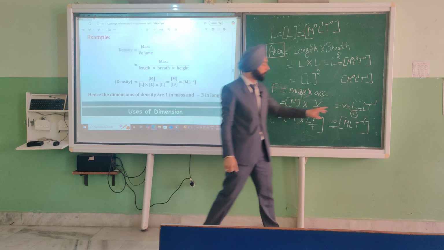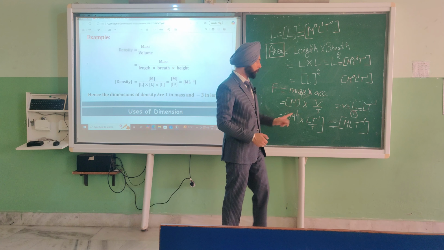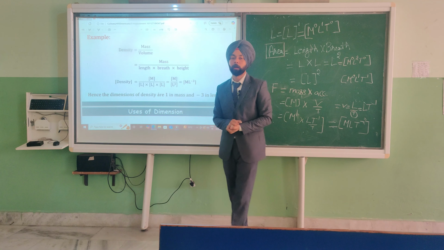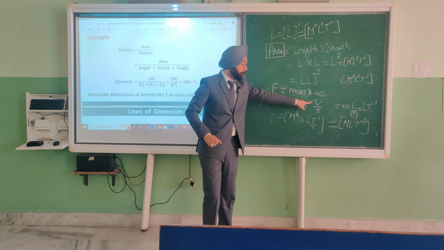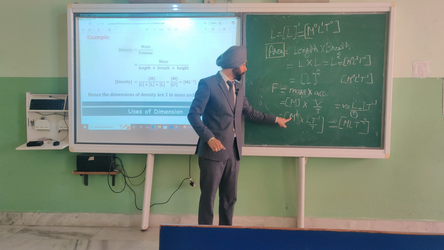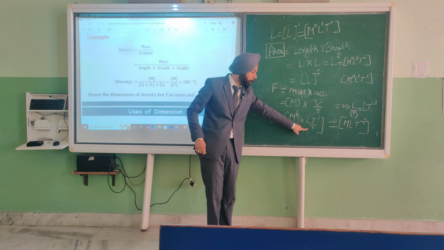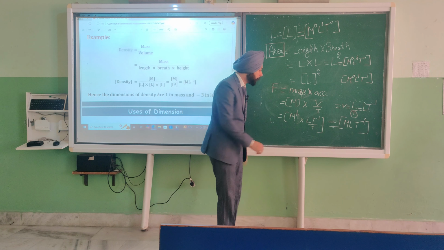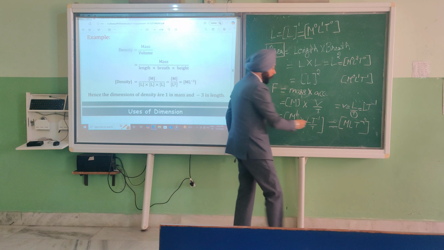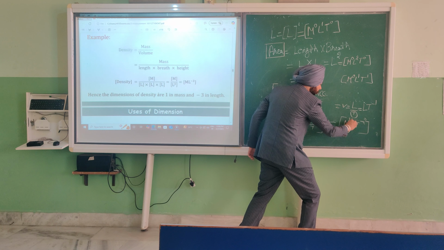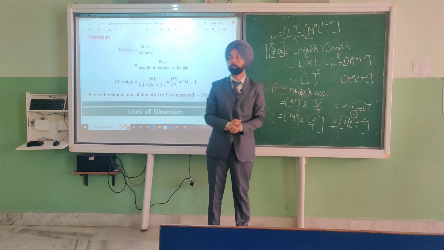You can write in this way also and in this way also. Whatever you write, that means it is not wrong. Now from this: mass M1, velocity L T minus 1, divided by T, now again T to the power minus 2. So M1 L1 T minus 2 is the dimensional formula of force.